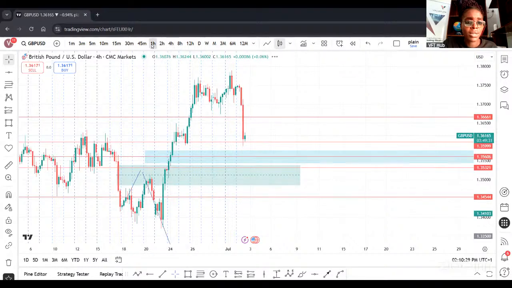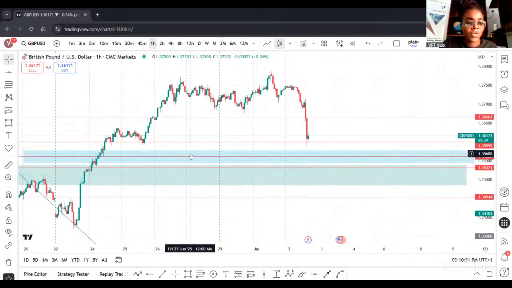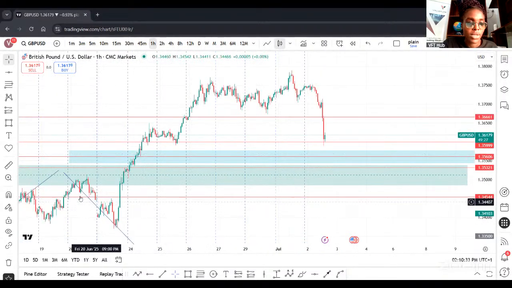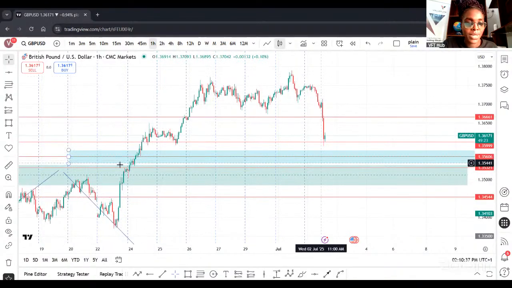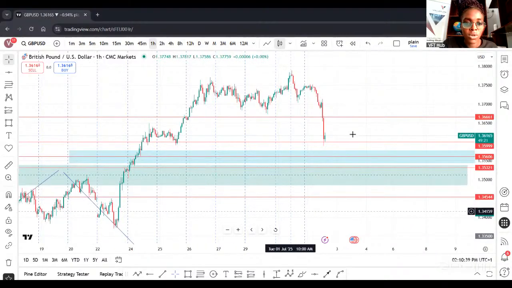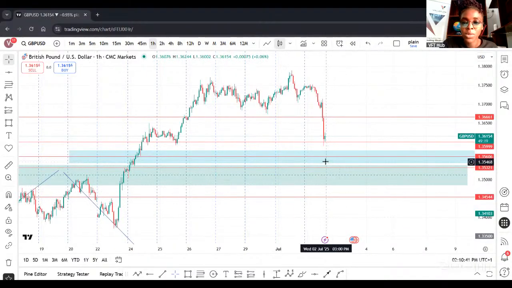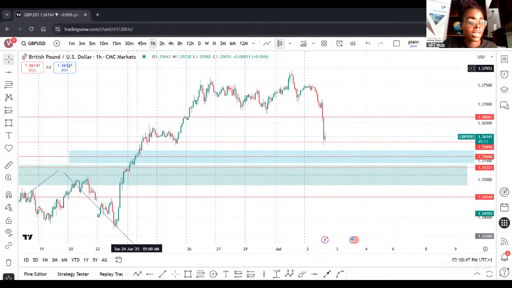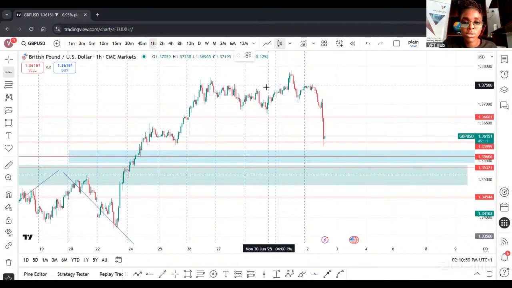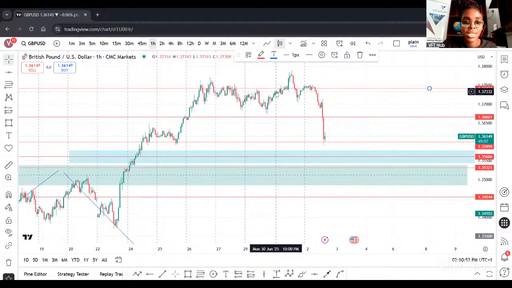1.35321 on the 4-hour time frame, and on the 1-hour time frame also, shoulder, sweep, break. We want to see price retracing into this very level on 1-hour time frame, 1.34544. And once that happens, I'm willing to take the buy on GBP USD.